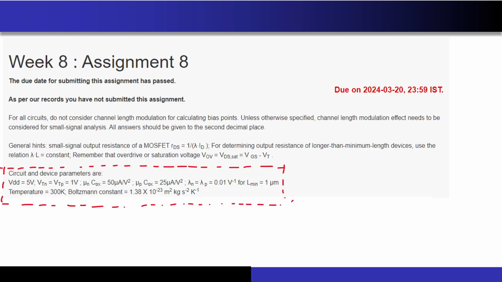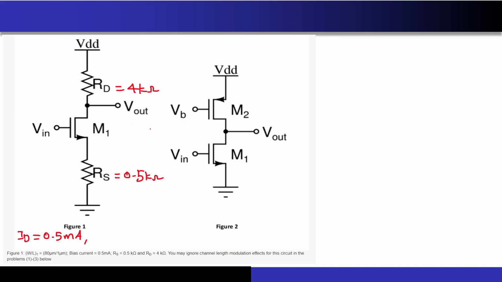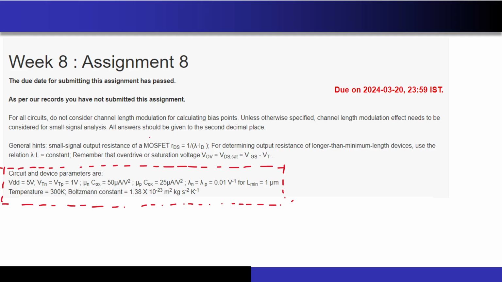This is the circuit that they have given. These are two simple topologies. We have already covered them in our live problem solving sessions. Let's see what they have given: the VDD, the VT, the mu n Cox, the mu p Cox, the lambda, the channel length modulation parameters, the minimum channel length, and the room temperature and the Boltzmann constant. Now they are also asking us to use the relation RDS is equal to 1 upon lambda ID if we want to calculate the R0 for a transistor which is not of minimum length.